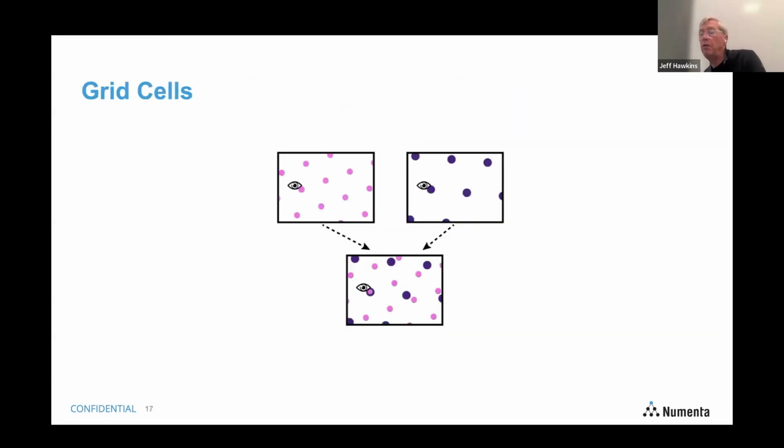I mean, we do know that if you have an SDR and you're passing it to another set of cells, the unions work well. There's no problem with them. Sure. Yeah.